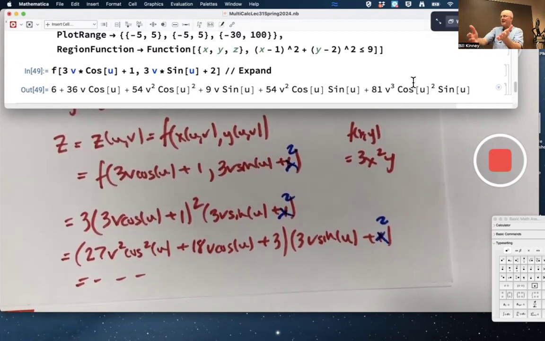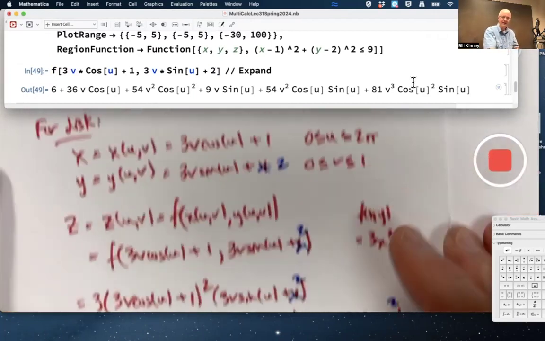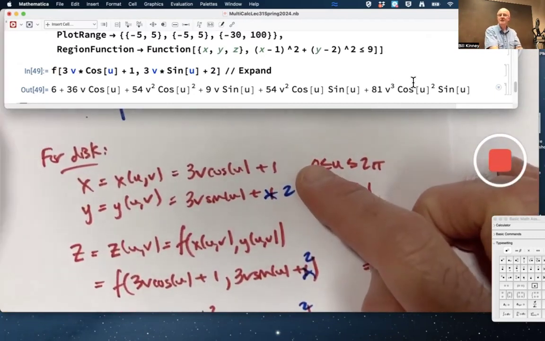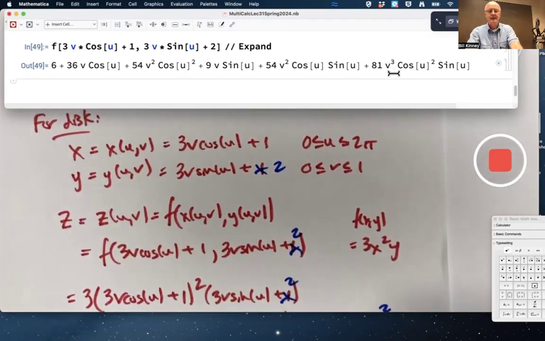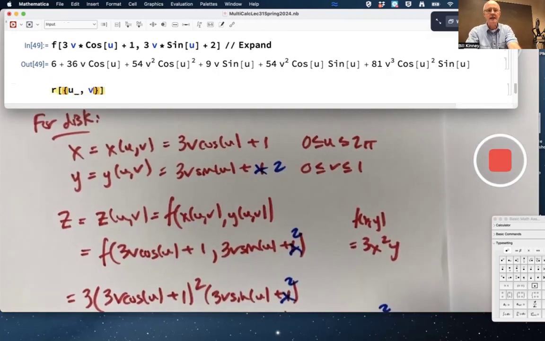Is that the final answer for the parameterization? No, we're not quite done yet. That's Z. We need X and Y. Well, we already wrote down X and Y. There they are. So with this example, the R of UV that parameterizes the surface over this disk, the first component is going to be 3V times cos U plus 1. The second component is going to be 3V times sine U plus 2. Don't make the same mistake. And the third component is going to be all this.